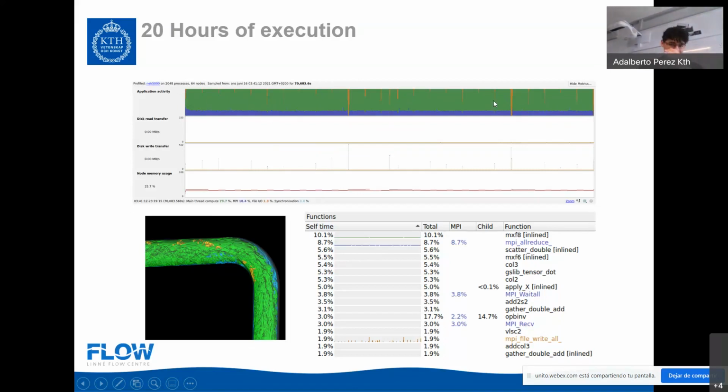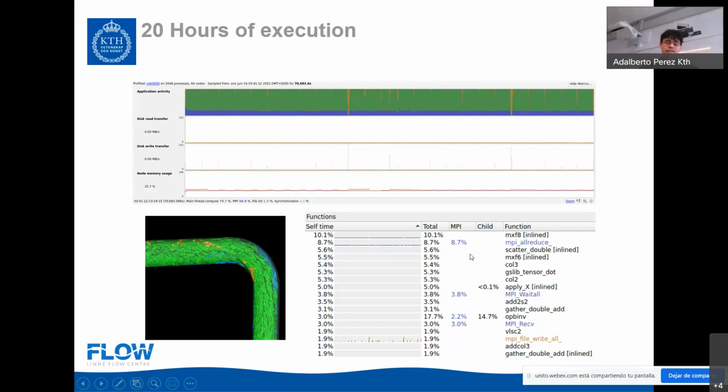So from here, we see that this is quite a computationally heavy application. And of course, this I/O is done at regular intervals. This is something that we decide at the beginning of a simulation. We say, okay, I want to write data every 2,000 time steps, for example. Here on the right, I show the most used functions in the code. So here we have some functions used for matrix-matrix multiplications, some MPI all-reduce operations when we are calculating inner products in the solution of the equations and all that.